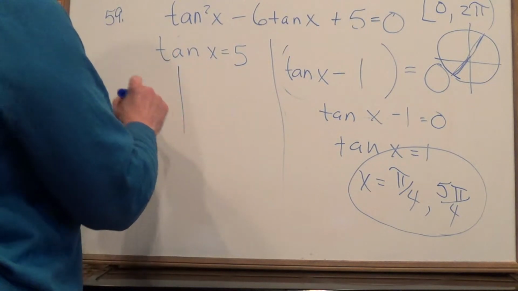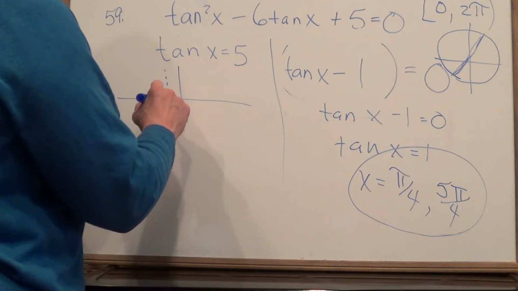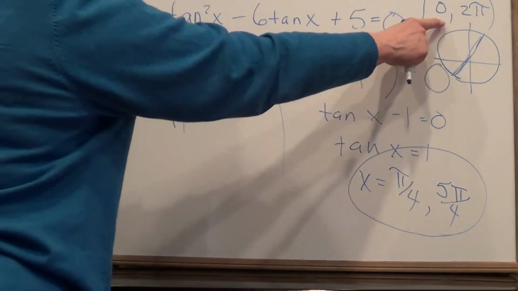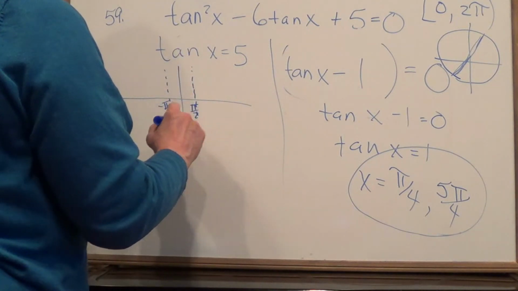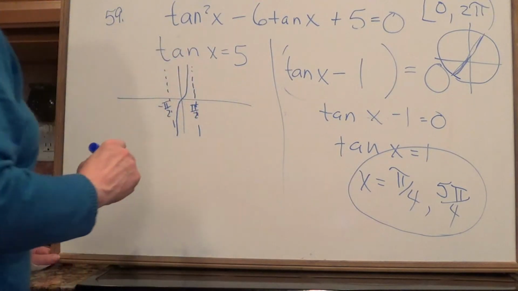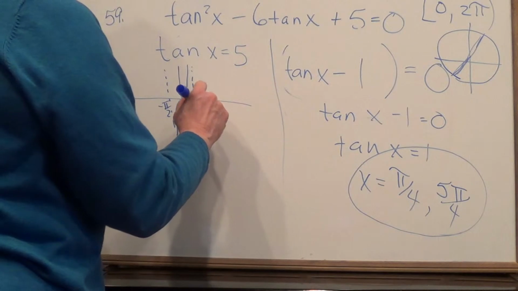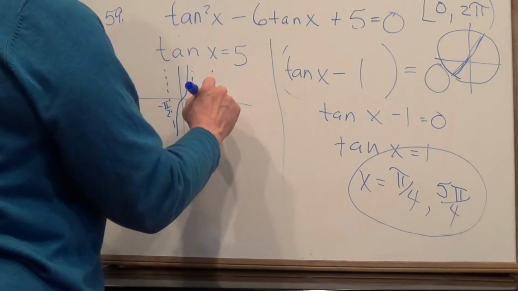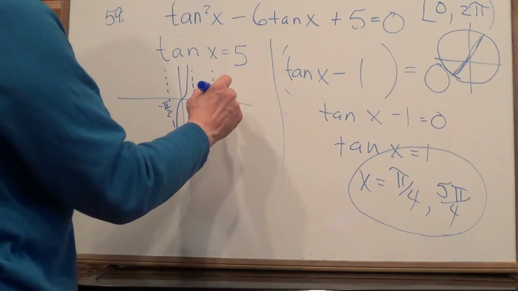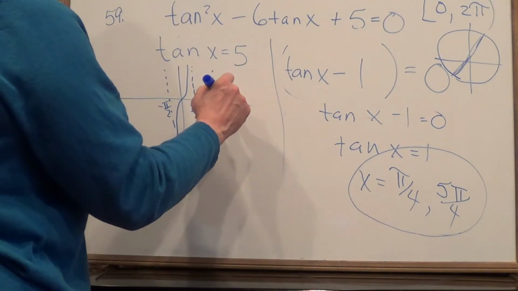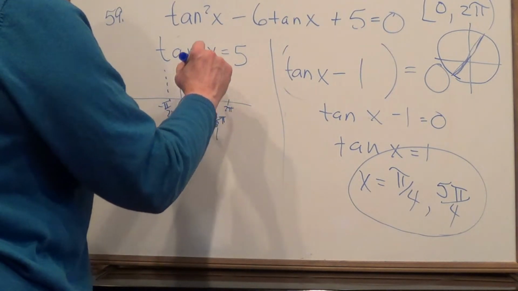So I remember the sketch of tangent. Remember there was an asymptote at negative pi over 2, which is not in range. And there was an asymptote at pi over 2, and there was a snake up like that. Then after that, 1/2 pi, 2/2 pi, then 3/2 pi, which is still in range. There's an asymptote, and then 4/2 pi, which is 2 pi, and there's a snake in here.